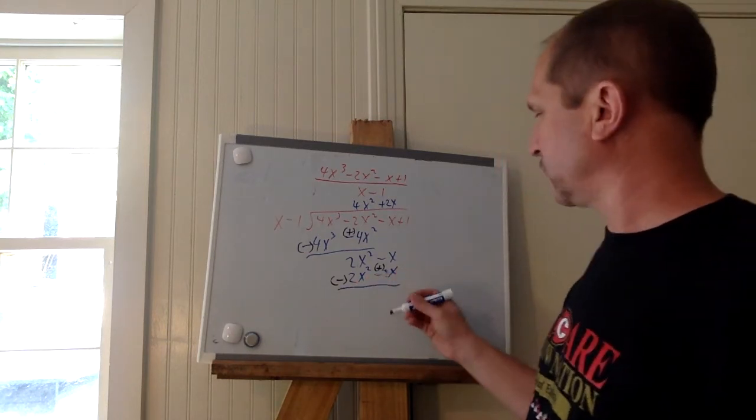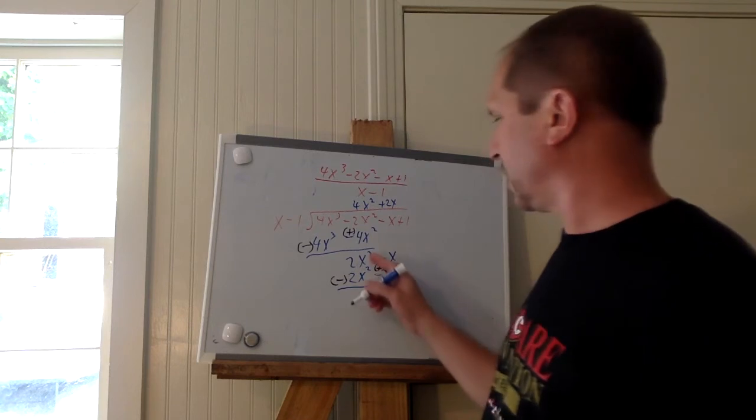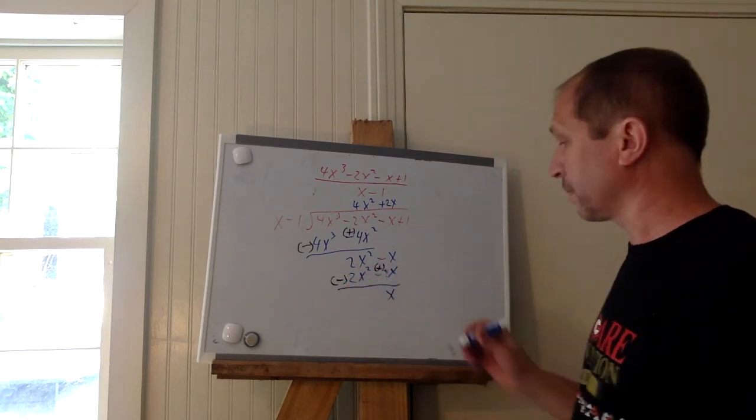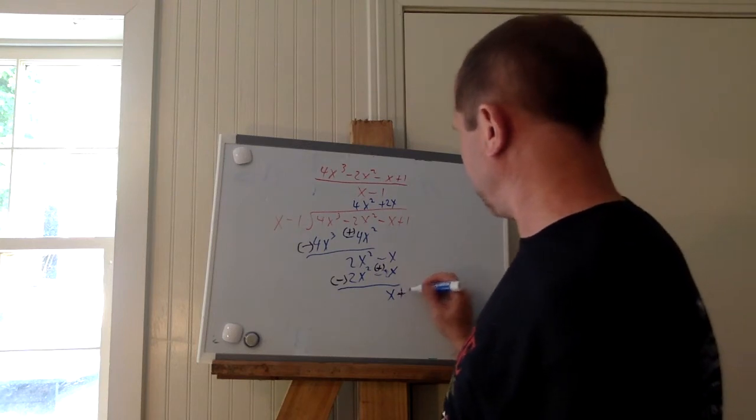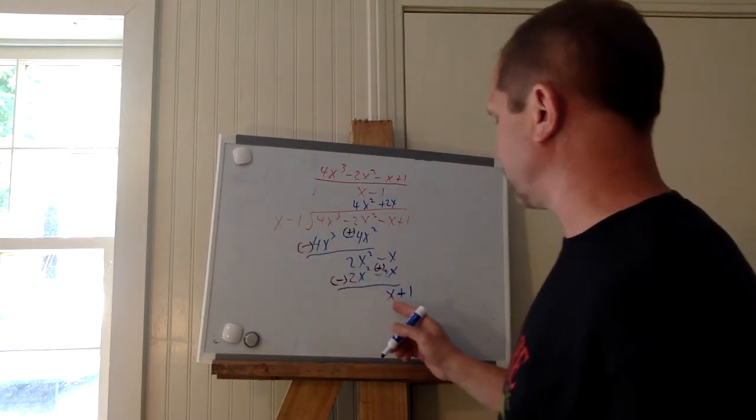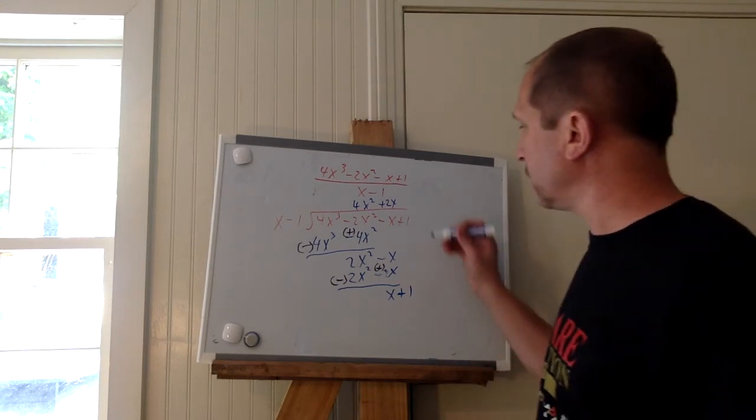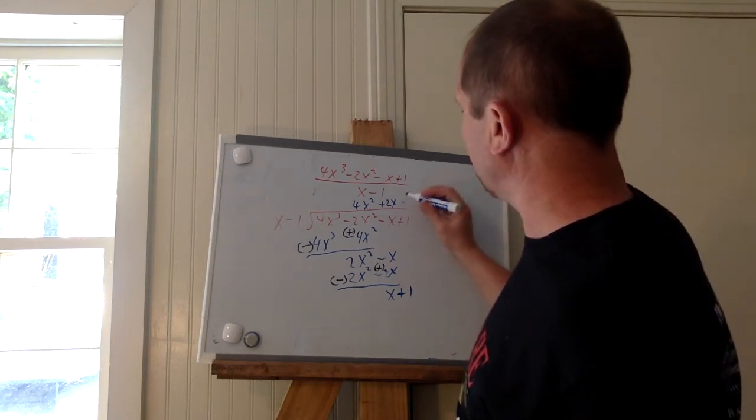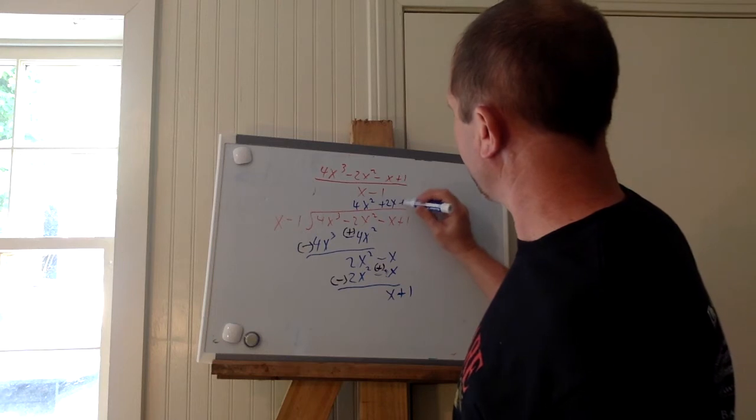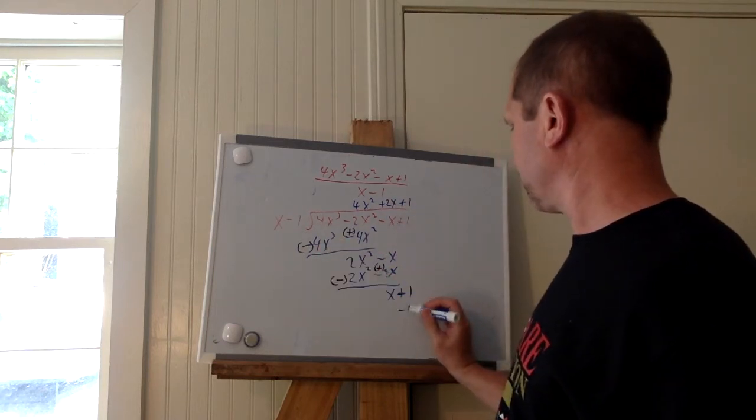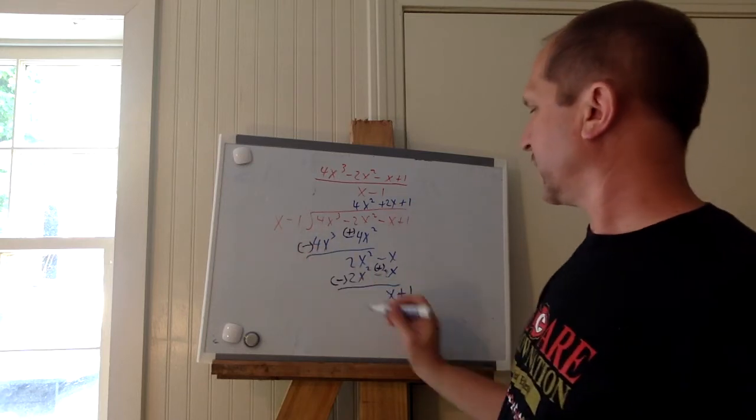Negative x plus 2x is going to be x, and again, 2x squared minus 2x squared is 0, which is what we needed it to be. Pull down my 1. x times what gives me x? That would be 1. So I'll put my 1 here. 1 times negative 1 is negative 1. 1 times x is x.